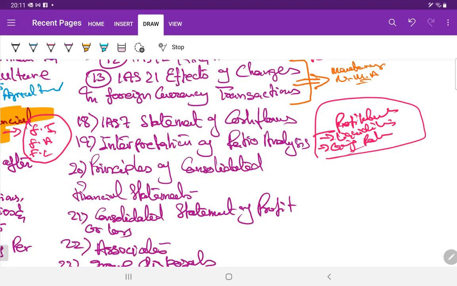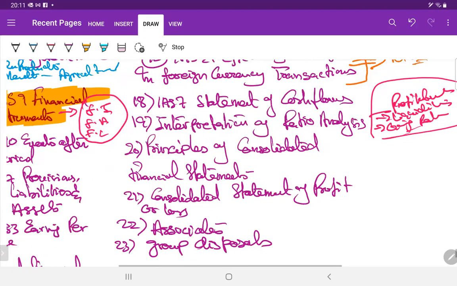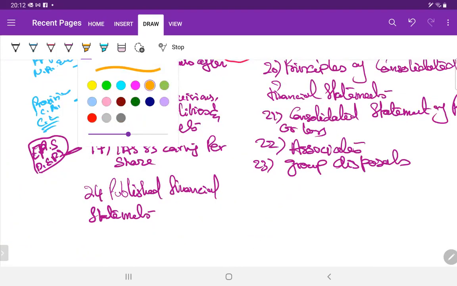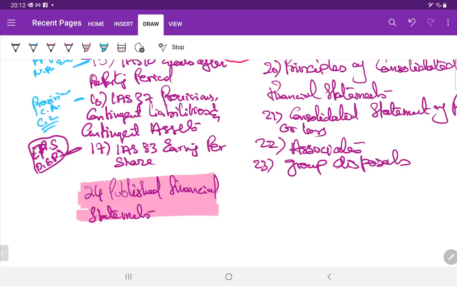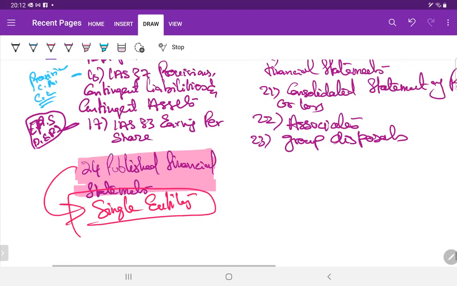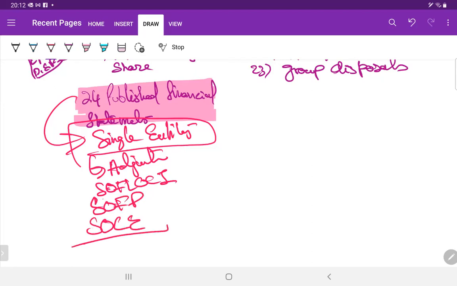And then we will move to the topic, that is published financial statements, in which we have to make the financial statements of a single entity. The examiner will give you the trial balance, and then we have to solve the adjustments, and then we have to make the statement of profit or loss and other comprehensive income. We have to make a statement of financial position. We have to make the statement of changes in equity for it.